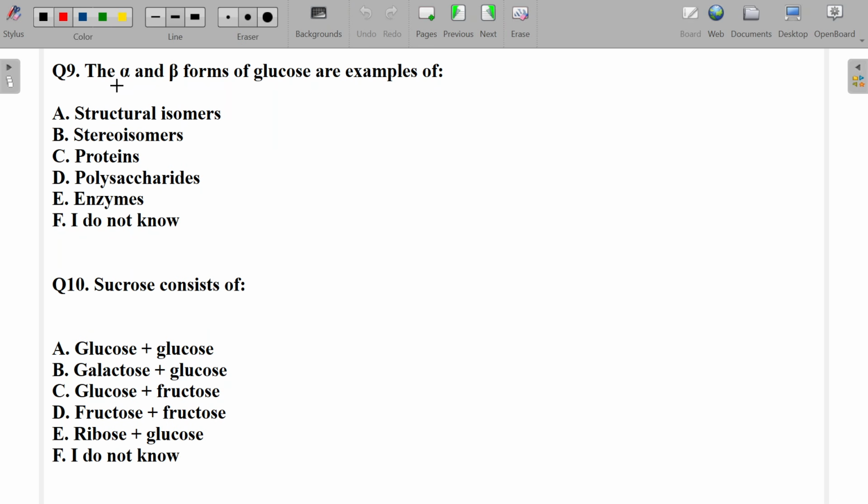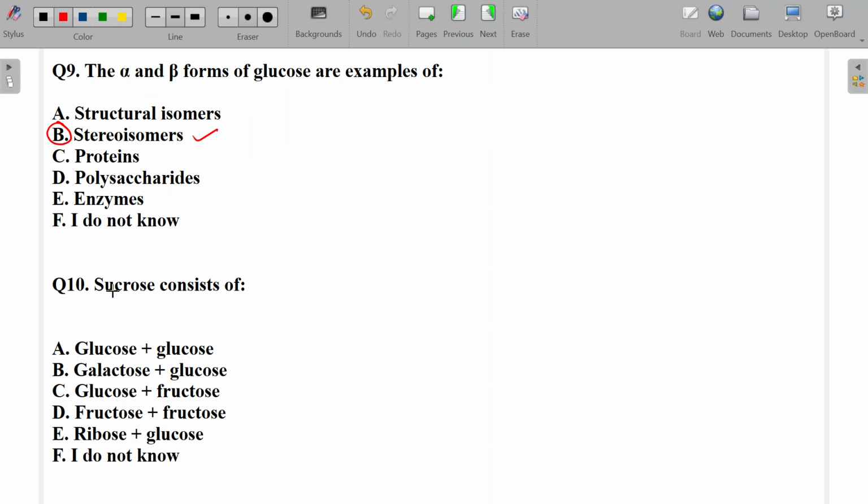Question 9. The alpha and beta forms of glucose are examples of A. structural isomers, B. stereoisomers, C. proteins, D. polysaccharides, E. enzymes, F. I do not know. Stereoisomers. Yes, they are stereoisomers.